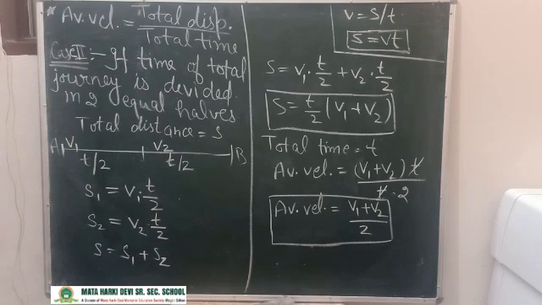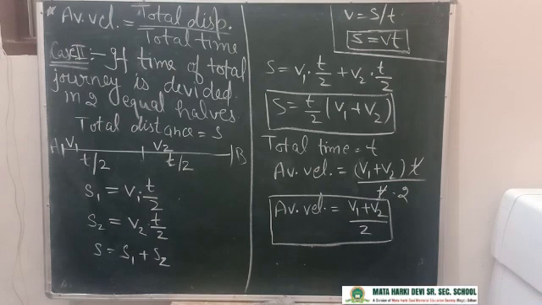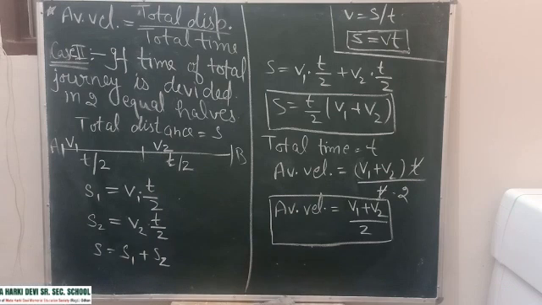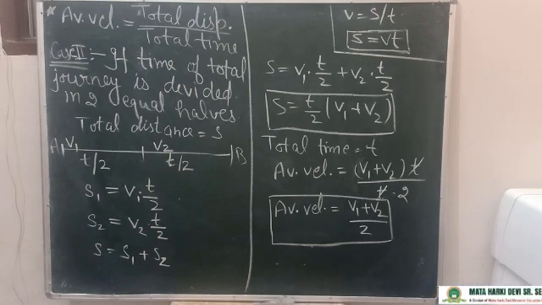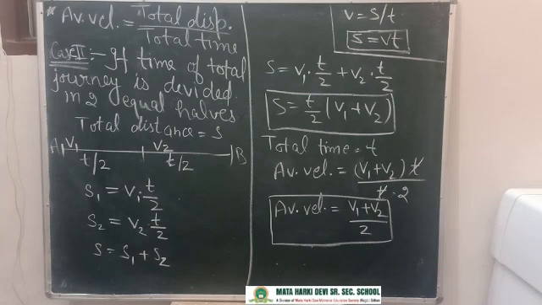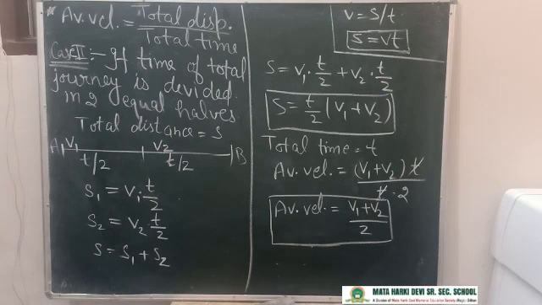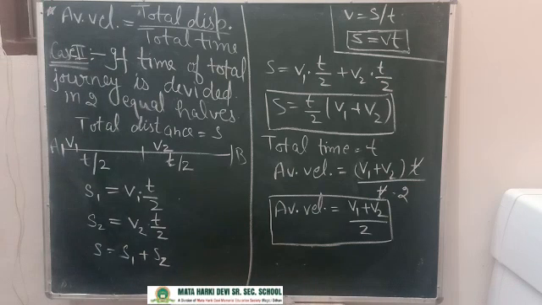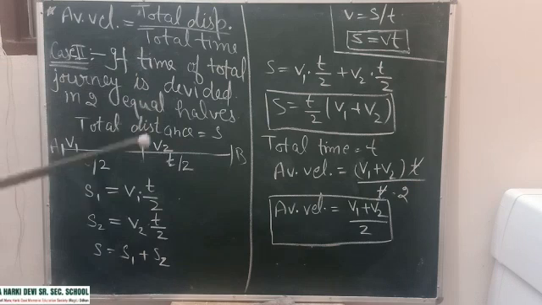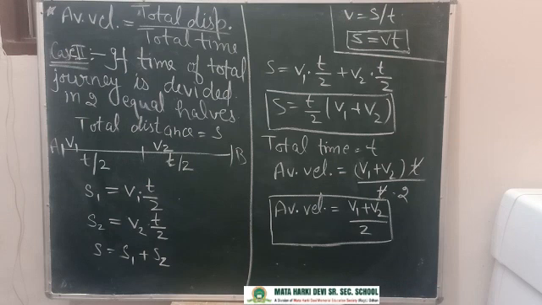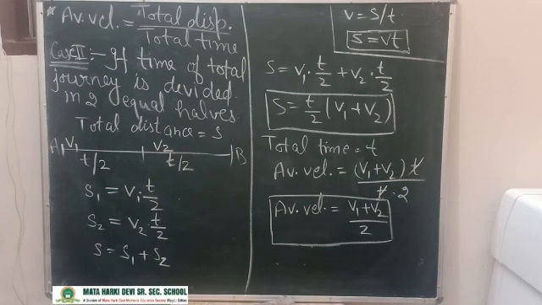As we have done in the last lecture, average velocity is equal to total displacement over total time taken. We have done case first, when the distance is divided into two equal parts, to calculate average velocity. Now we are going to do case second, to calculate average velocity when the time of the total journey is divided into two equal parts.